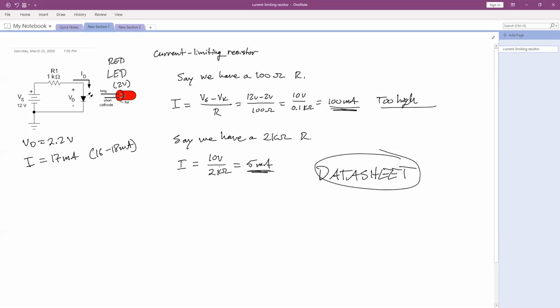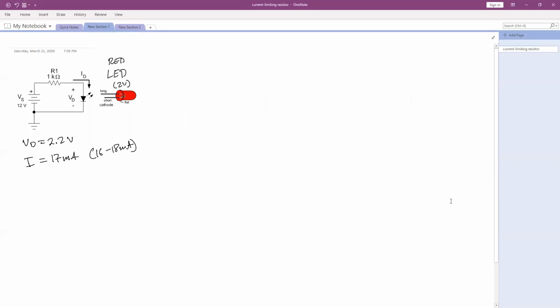Okay, so I'm going to see if I can just get rid of this stuff right here. And we're going to redo our calculations. So what we were using for a formula to get those different current values is our I equals Vs minus Vd over R.